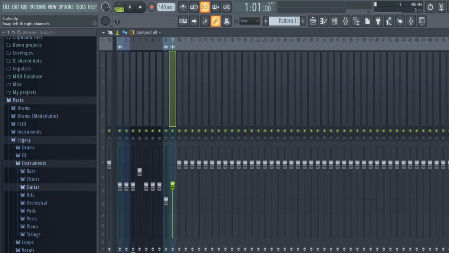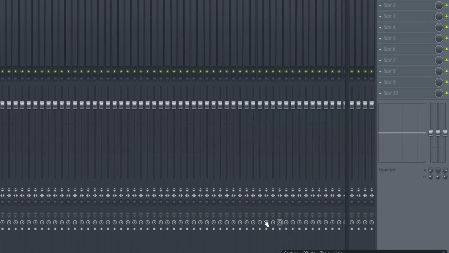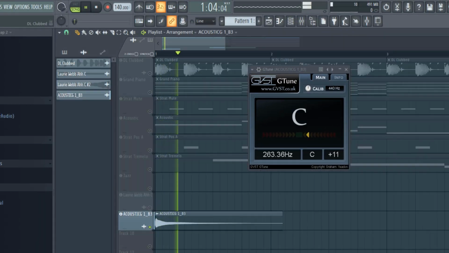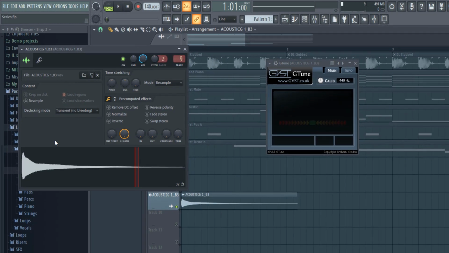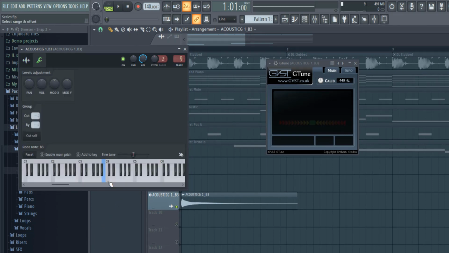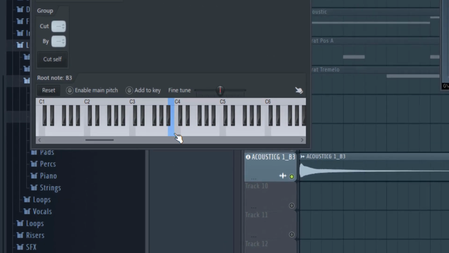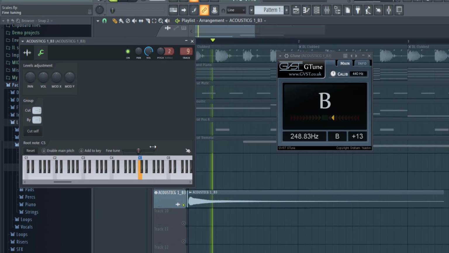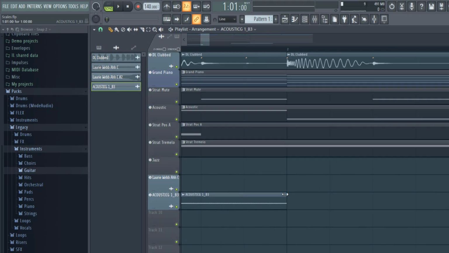Here I'm using a free VST by GVST called G-Tune. It shows C here because that's a native sample, and I suppose that information is embedded within the sample. As you can see, it's set to B. I will go ahead and take it to C5 as any sample would be by default. And now that sample would play a B. Let's listen now.